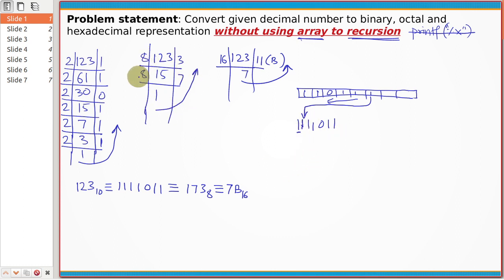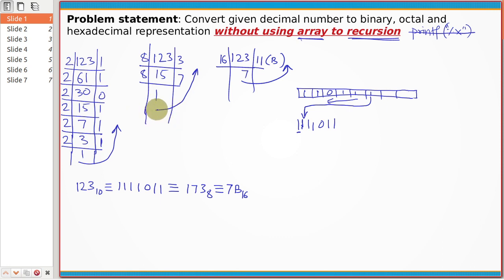Same technique applies for octal. Now the question is, without remembering these remainders, can you solve this or not? Maybe with increased complexity, that is fine with us, but we do not want any space to store this. We want our space complexity to be constant. We do not want any array. Okay, so let us look into this.